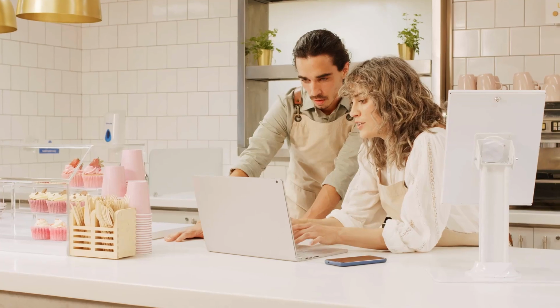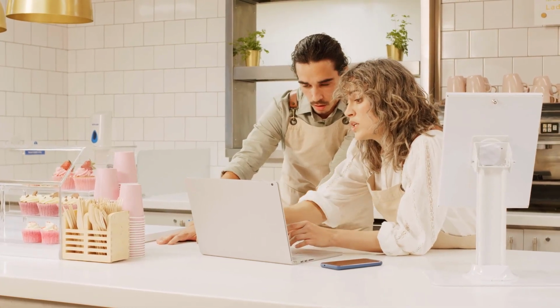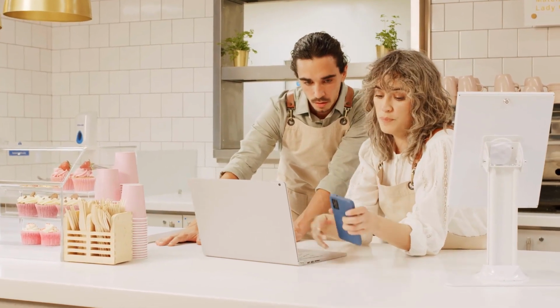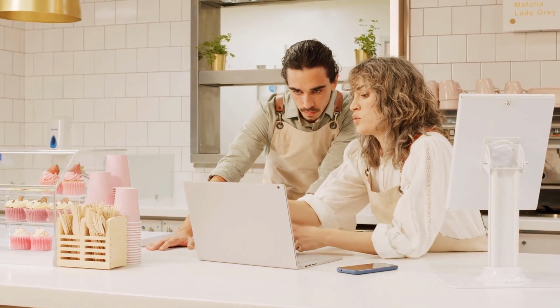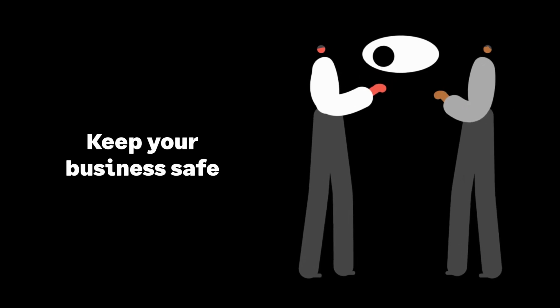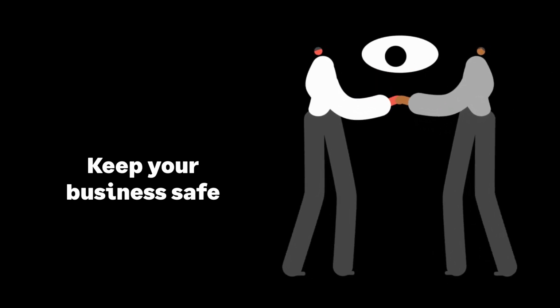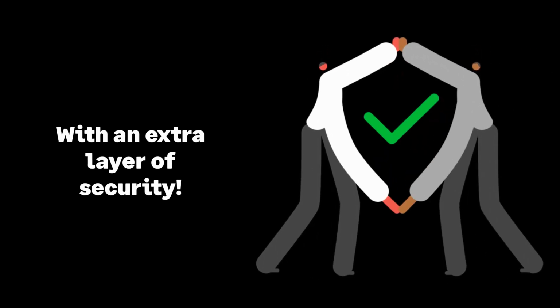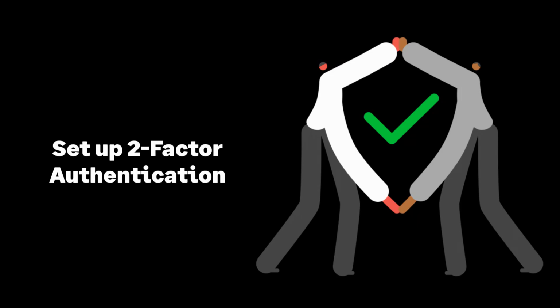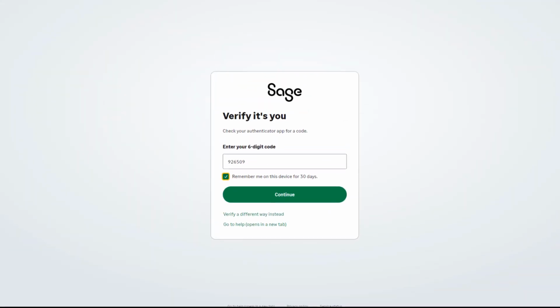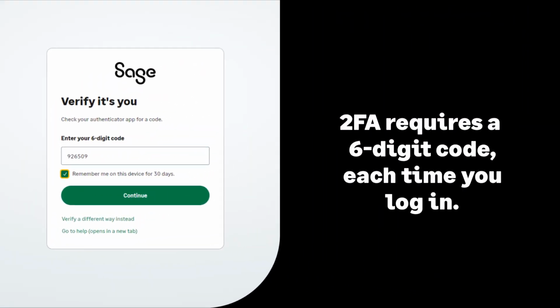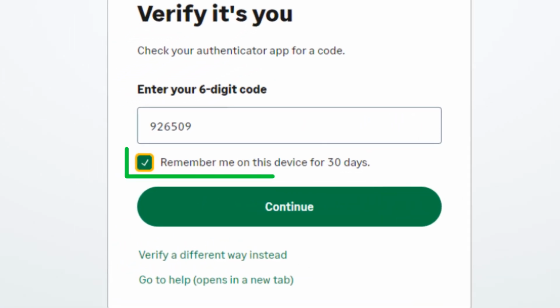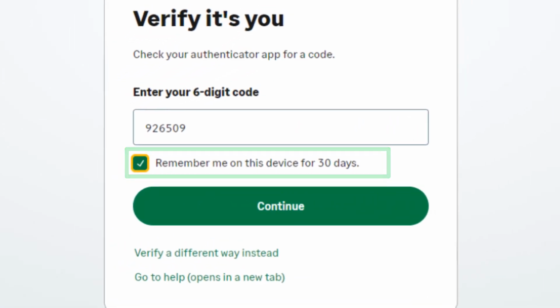At Sage, we safeguard your security, value your privacy, and uphold the highest standards of data ethics. To continue to keep your business safe from cyber attacks and fraud, we've added an extra layer of security. This is two-factor authentication, also known as 2FA. Once set up, you'll be required to enter a 6-digit code. However, for added convenience, your Sage product can remember you for 30 days.